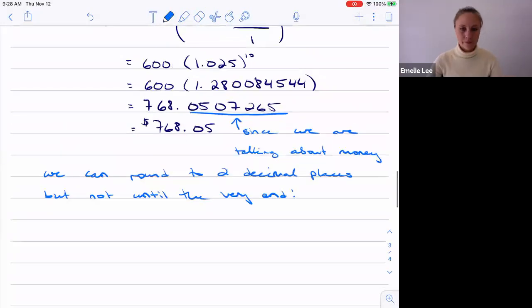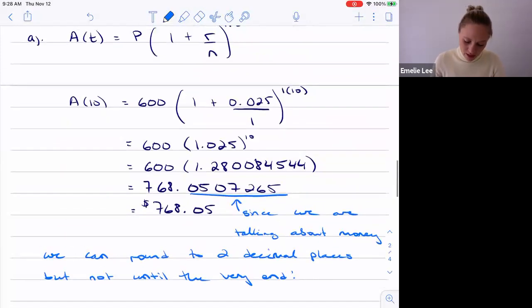Okay. So if we've got $600 and we're compounding annually at a rate of 2.5% per year for 10 years, where we would end up is $768.05. So that's compounding annually. So just compounding once per year, nothing crazy. Let's do a comparison of compounding continuously. So that's where all the interest is being tacked on just continuously.